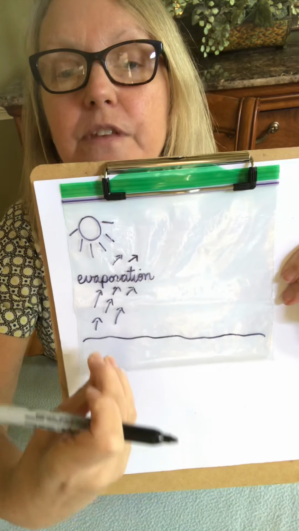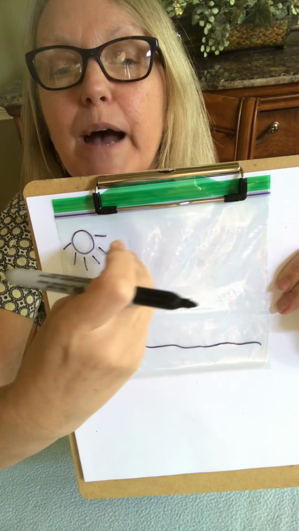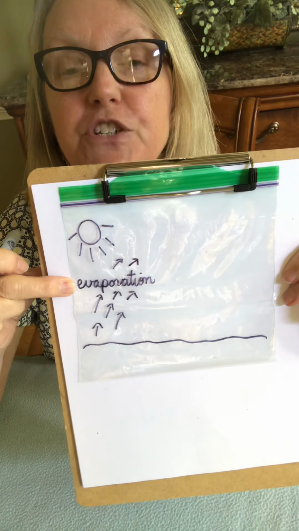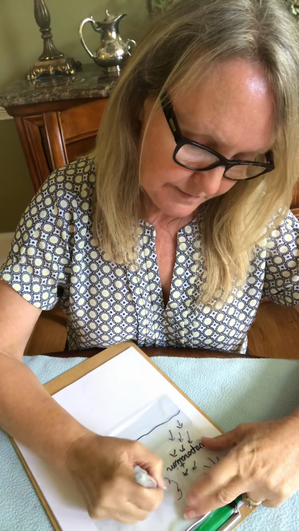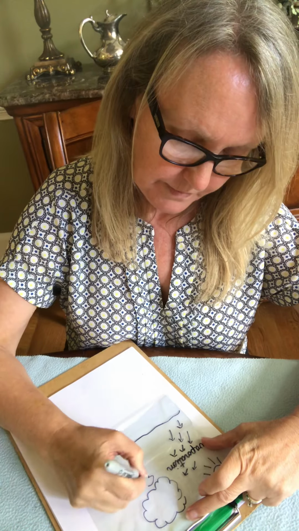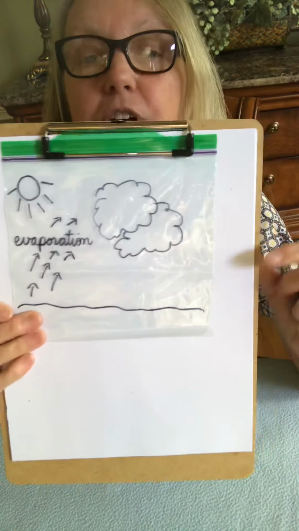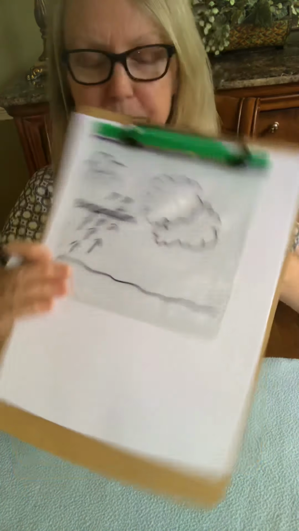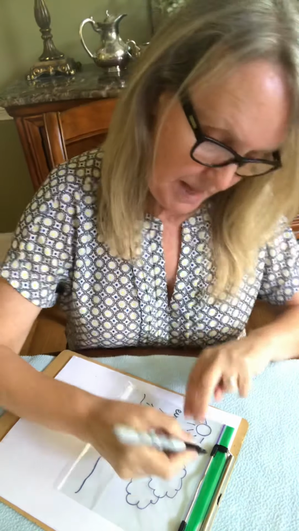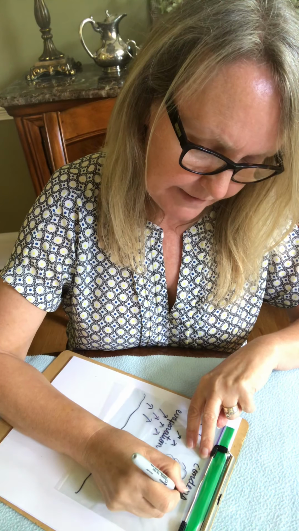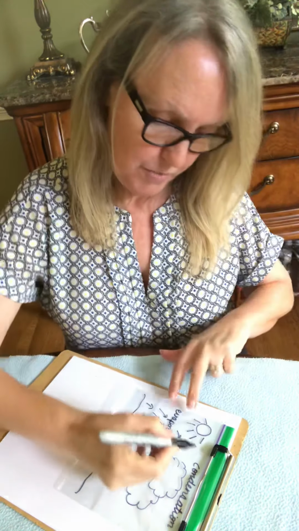So I've drawn my sun. I've done some arrows to show water evaporating, and I've written the word evaporation. So do you remember the next stage? That's condensation. So I've just drawn some clouds. They can be any shape. Clouds are never alike. And I'm going to write up here condensation. So sound it out. Remember to break your words into parts.